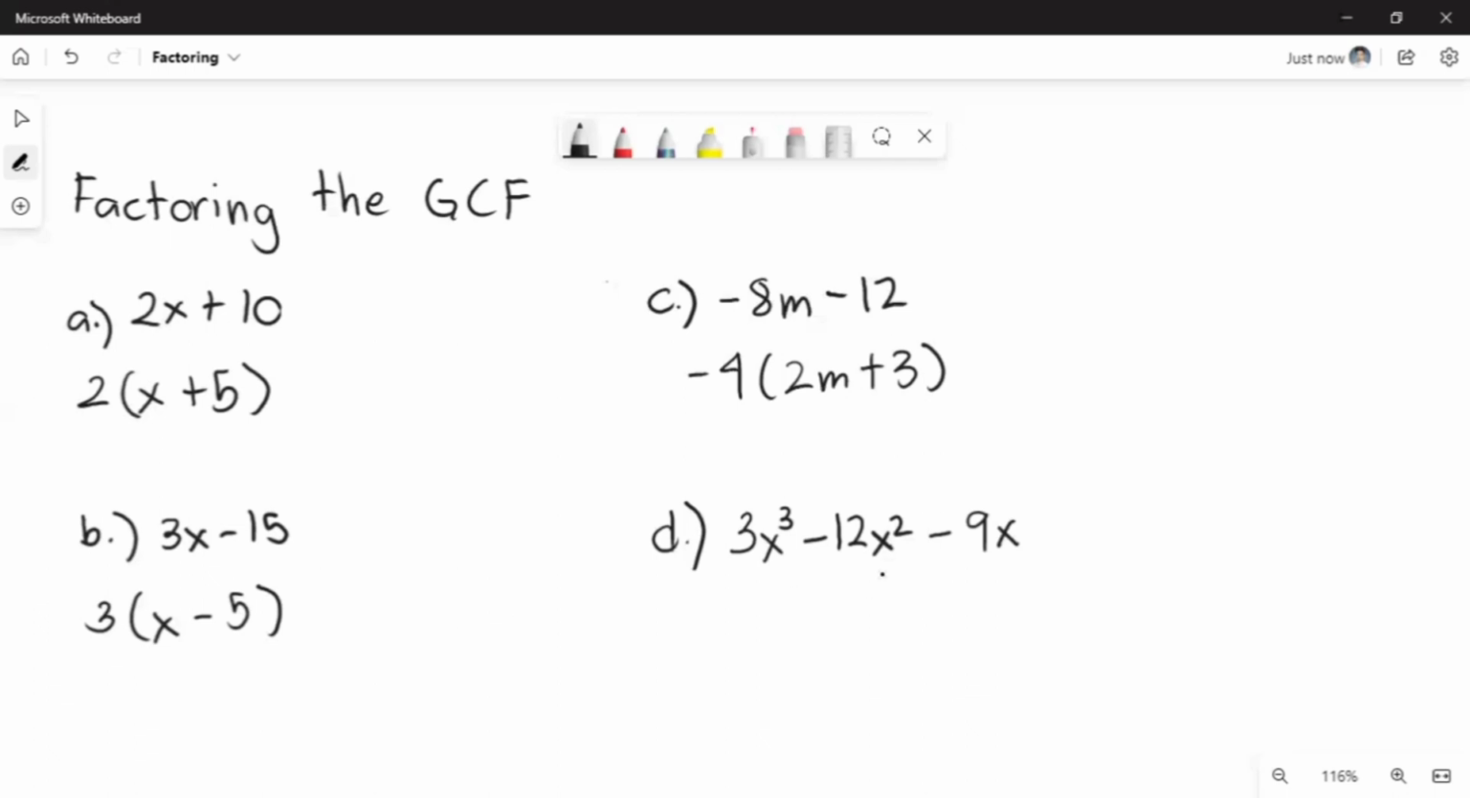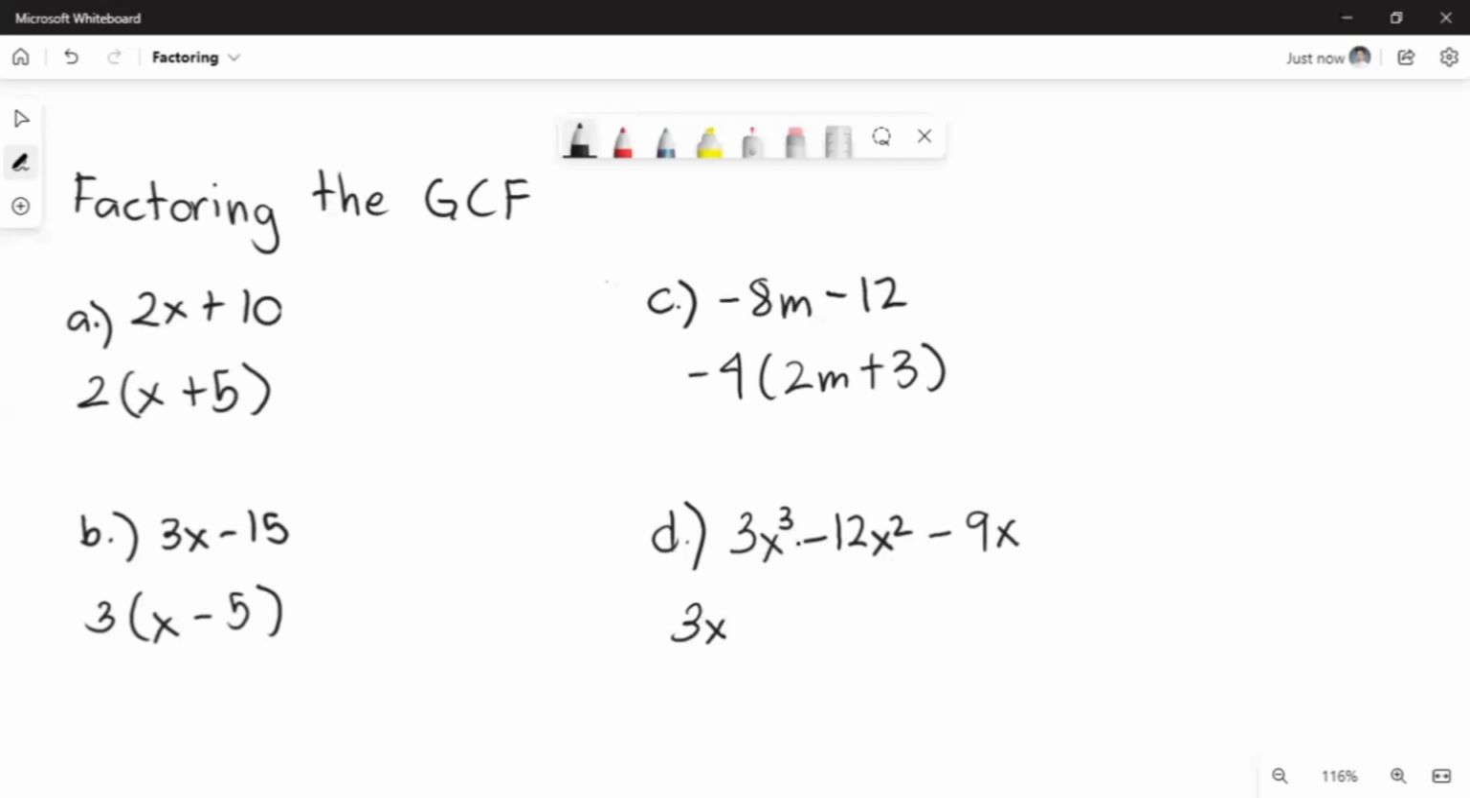Now let's have this one. For letter D, we have 3x cubed minus 12x squared minus 9x. Now we can see, even though this is a trinomial or it is a polynomial with three terms, they all have common factor, which is 3x.